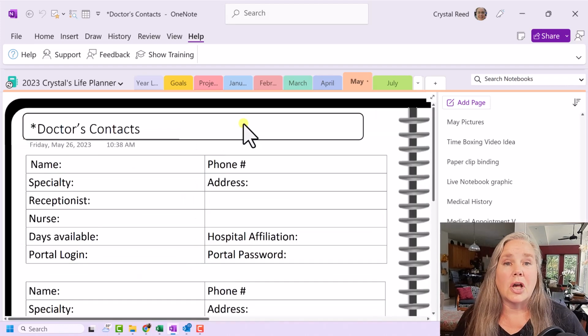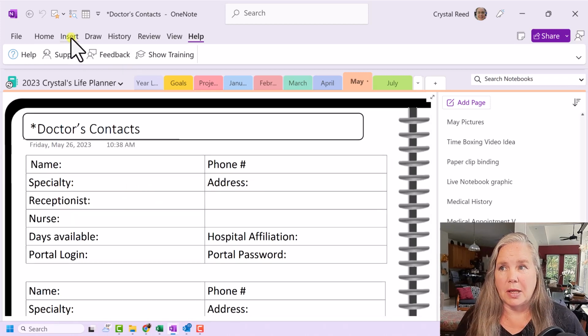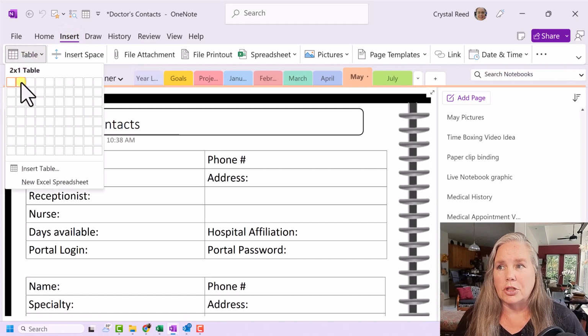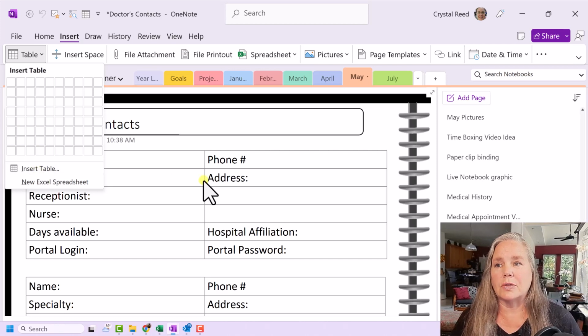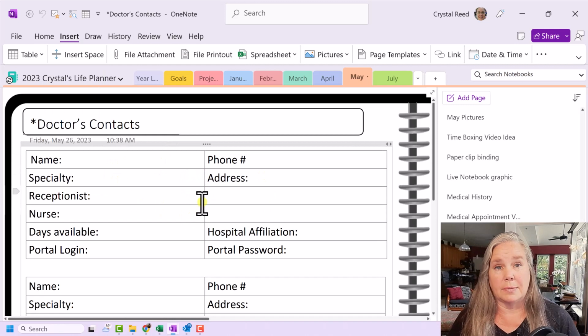All right, so here we are with the doctor's contacts page, and this is basically a 2-column table. If you're not sure how to insert a table, you simply go up to the insert menu. You can click on table. You can choose how many columns you would like and how many rows. In this case, I think I did about 6 rows. So you do that and you say insert the table, and you come up with a blank table that you can then fill in, okay?